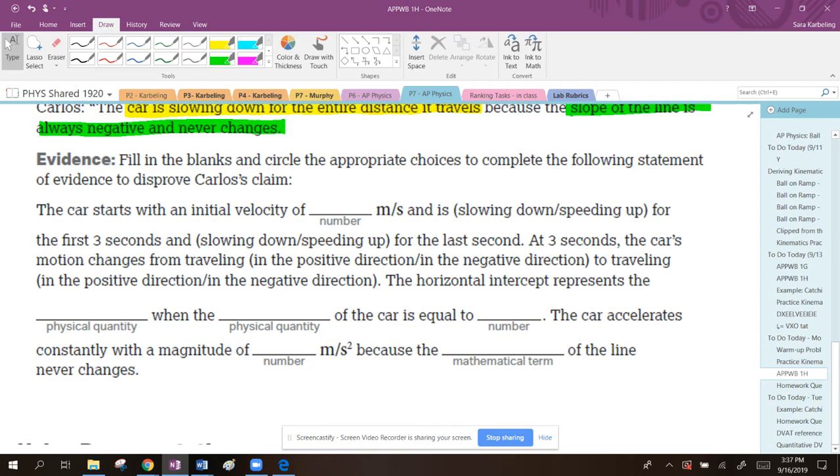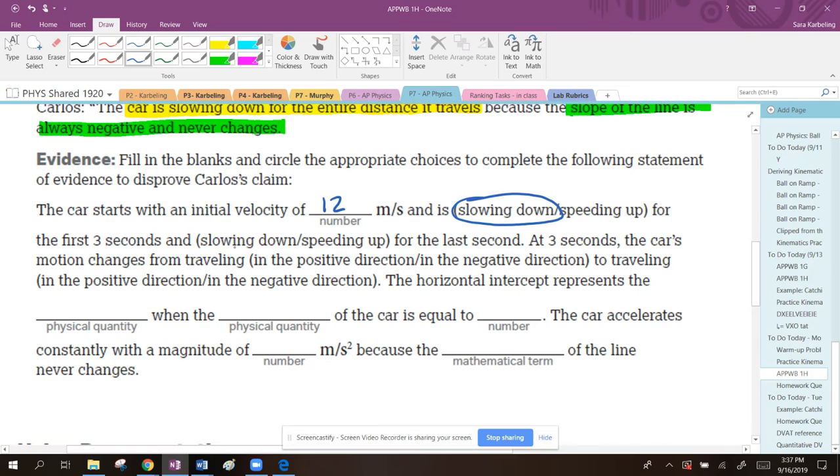So it says the car starts with an initial velocity of, back table, what you got? 12 what? Oh, I guess it does have the meters per second there, doesn't it? Sorry. But yes, 12 meters per second. And is slowing down for the first 3 seconds. Are we okay so far? Everybody's happy. Okay.